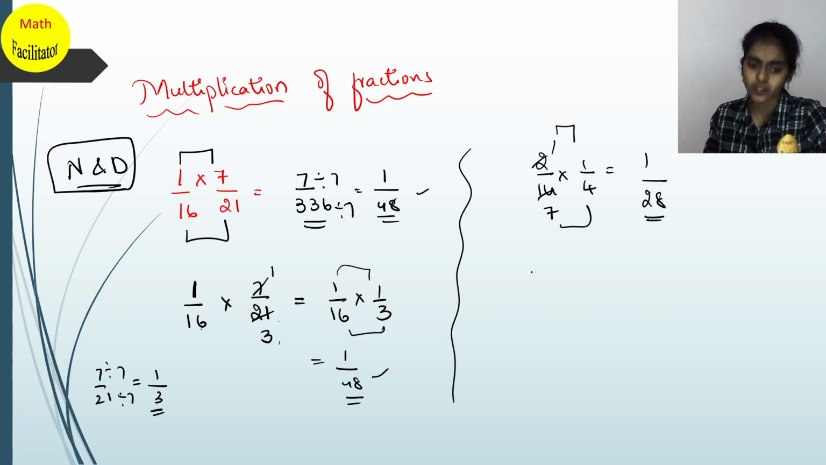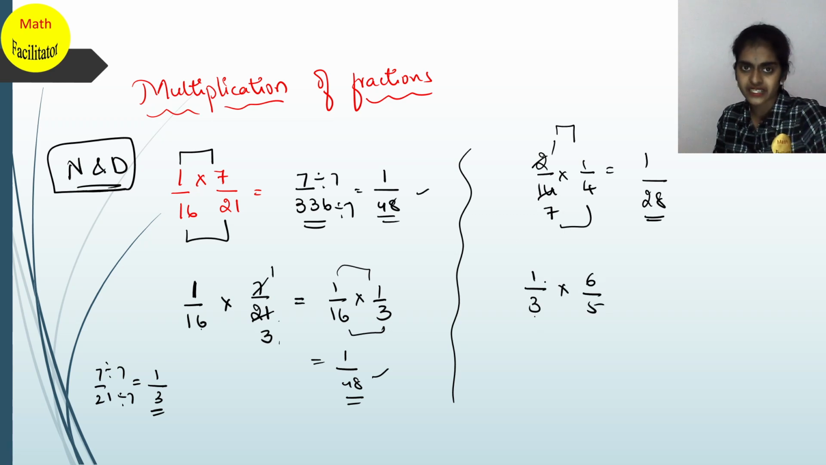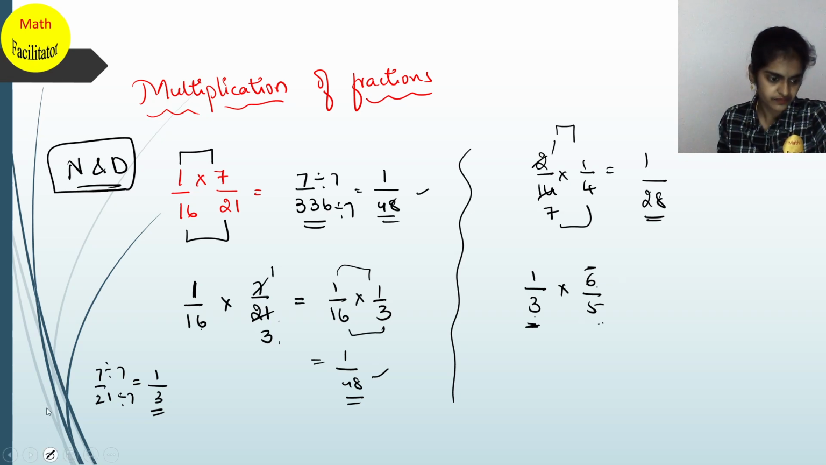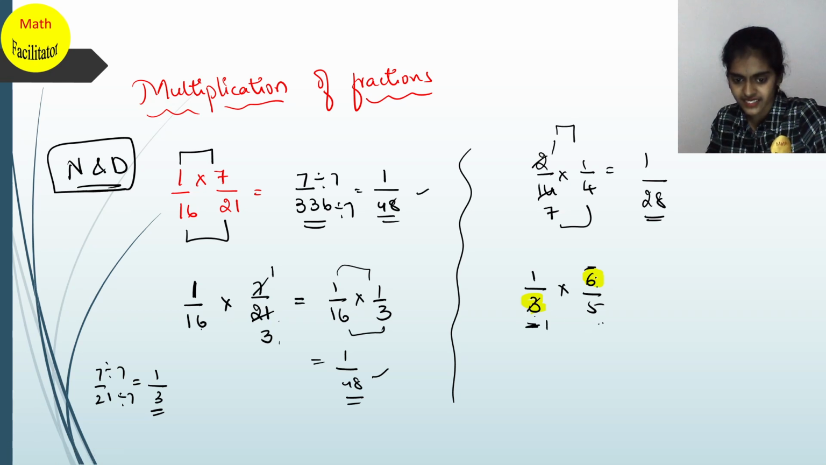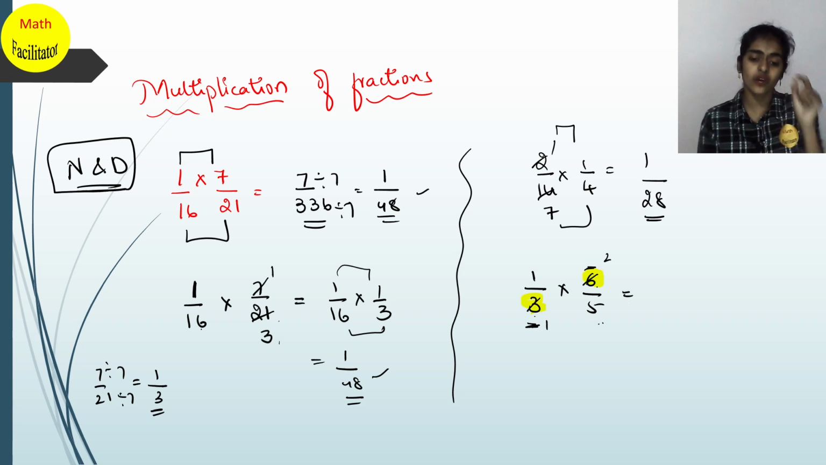Suppose there is a question, say 1 by 3 into 6 by 5. Here numerator is 1, denominator is 3, you cannot cancel. Numerator is 6, denominator is 5, you cannot cancel 6 and 5 also. There is no common factor. But if you check this fraction's denominator and this fraction's numerator, they have a common factor 3. Isn't it? So I can cancel this. 3 ones are 3, 3 twos are 6. Getting the point? So whenever you are finding any common factor, whenever you want to simplify, you will simplify the numerator and the denominator.